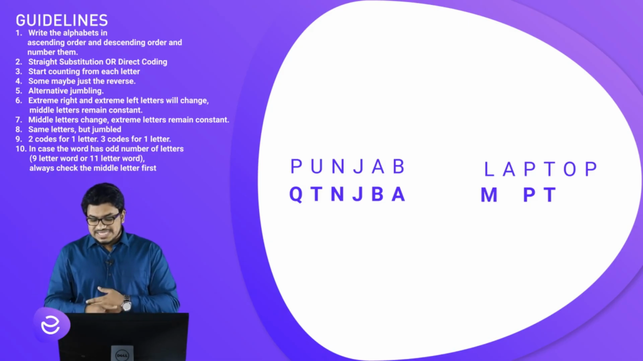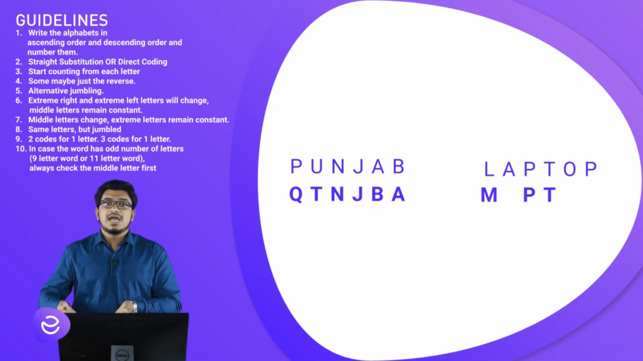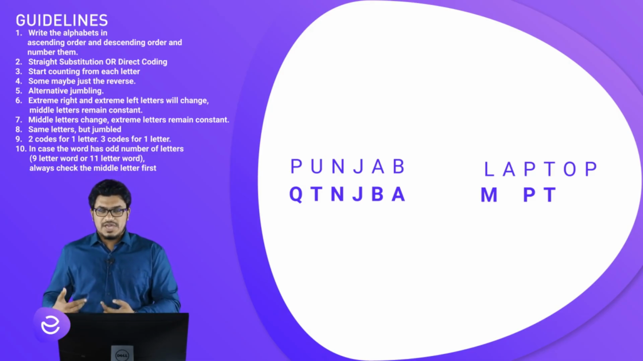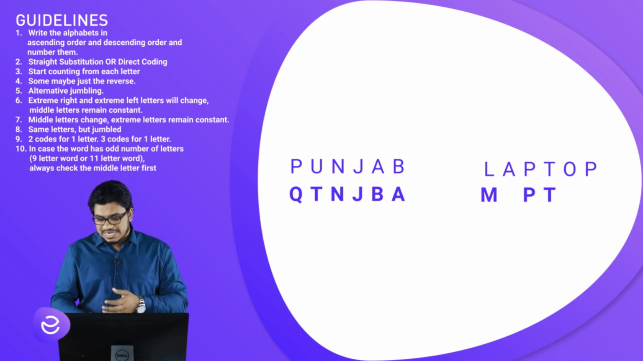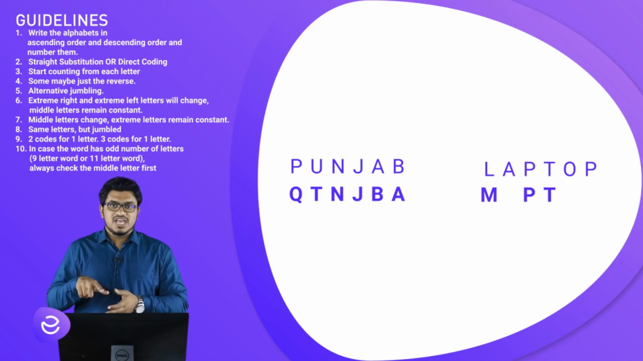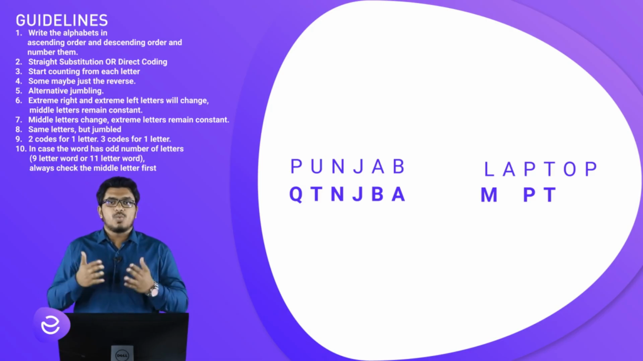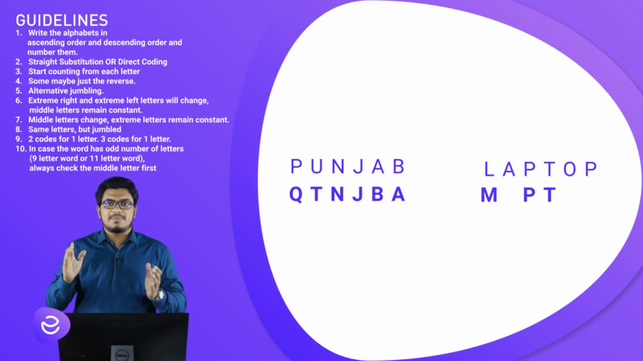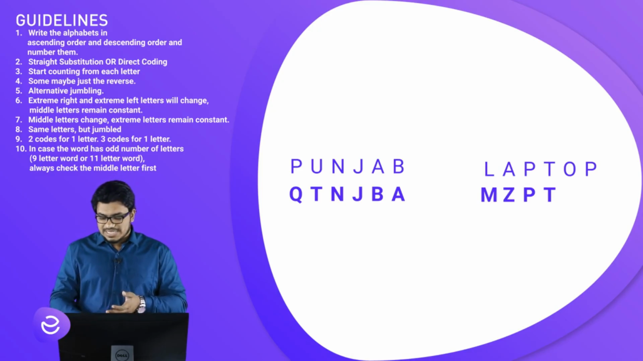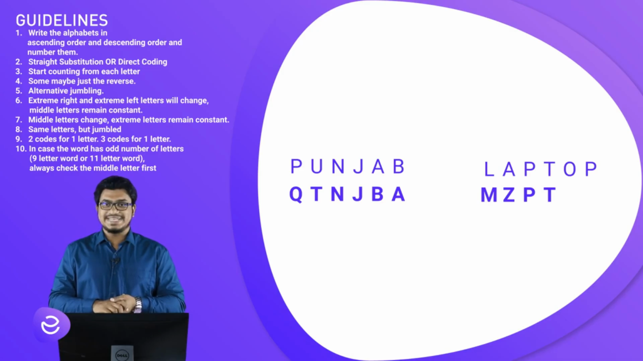Then you can see that U becomes T. So T is actually the previous letter of U. When you look at the ascending and descending order of the letters and numbers that you have written, it will be very easy for you. You can see that T is the previous letter of U. Then A: there is no previous letter for A, so you start from the back. The previous letter of A becomes Z. You get the answer as MZPT.